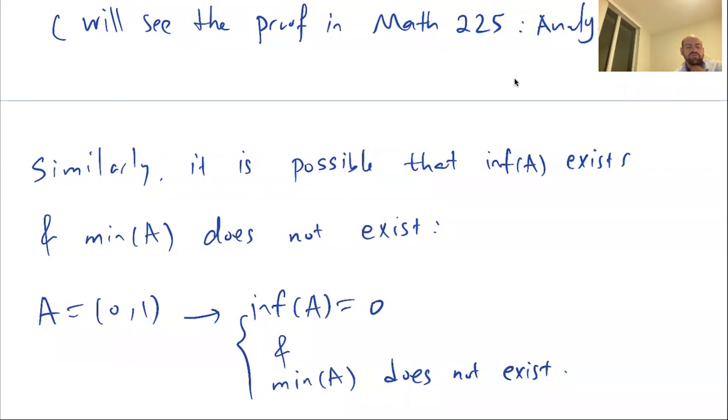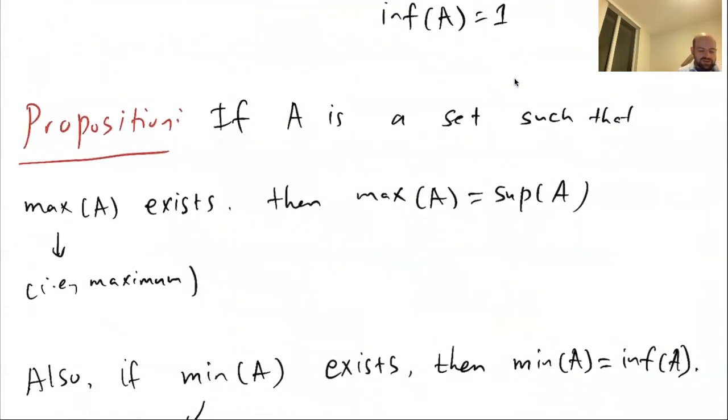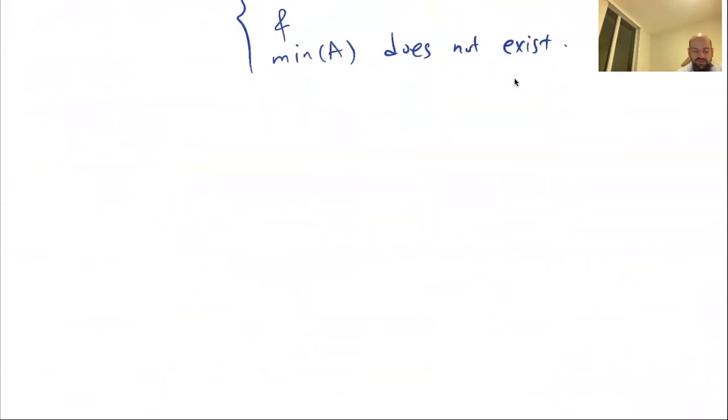And there is no minimum for A, again, because if you consider 0.1, for example, it's not minimum because 0.01 is less than that and is inside A. 0.01 cannot be minimum because 0.001 is inside A and less than 0.01, and so on. Again, the proofs you'll see in Math 225, but that's the idea, basically. So let's prove the proposition that we said here. If A is a set such that maximum exists, then maximum is supremum, and there is a similar version for minimum and infimum.